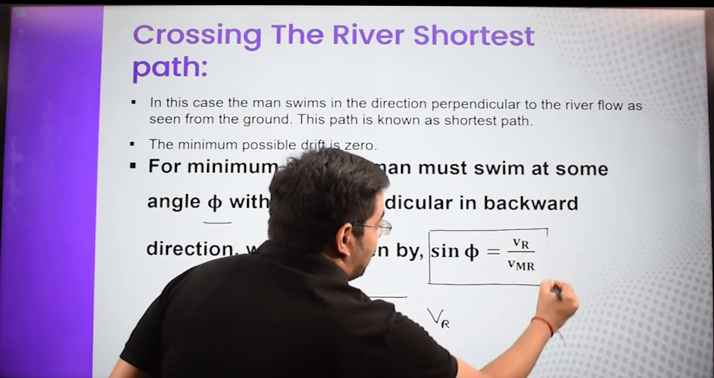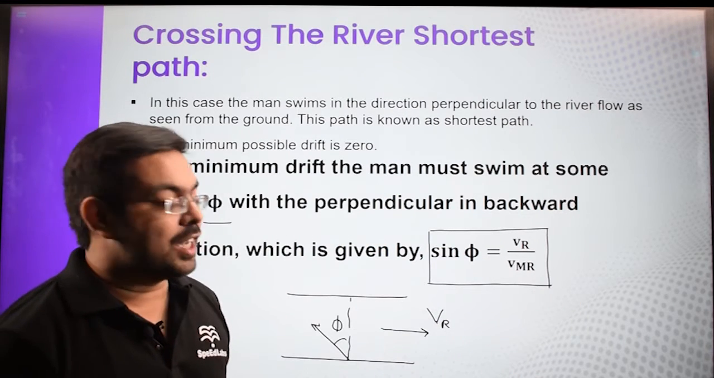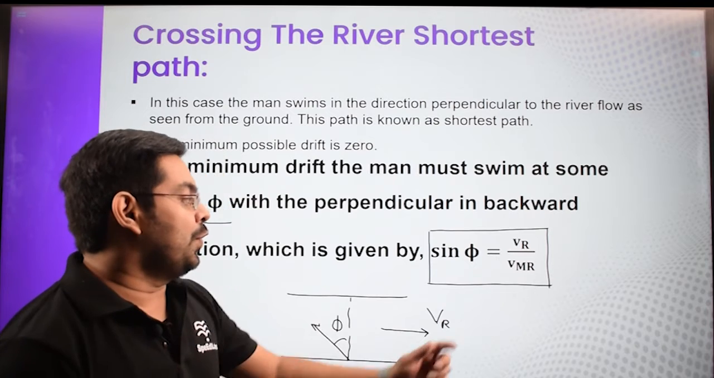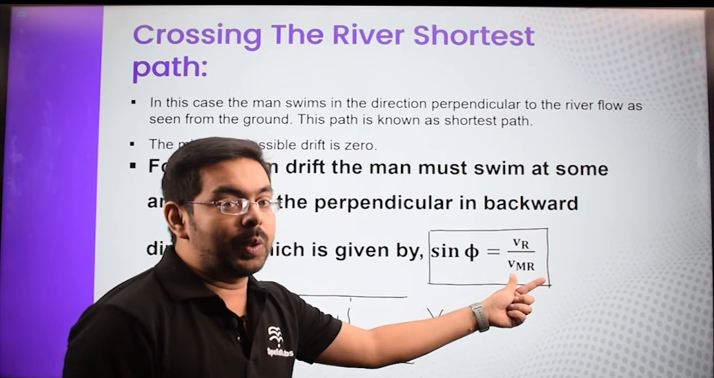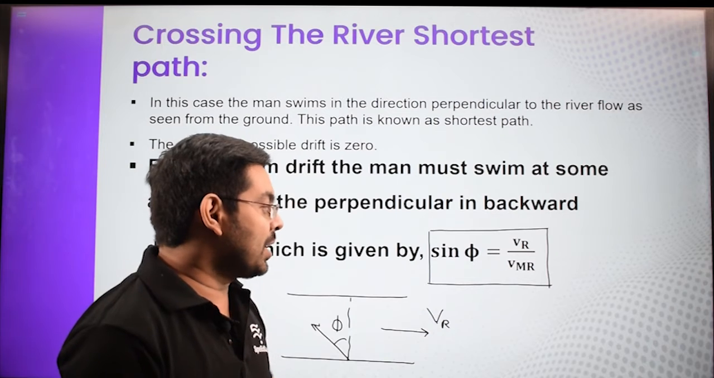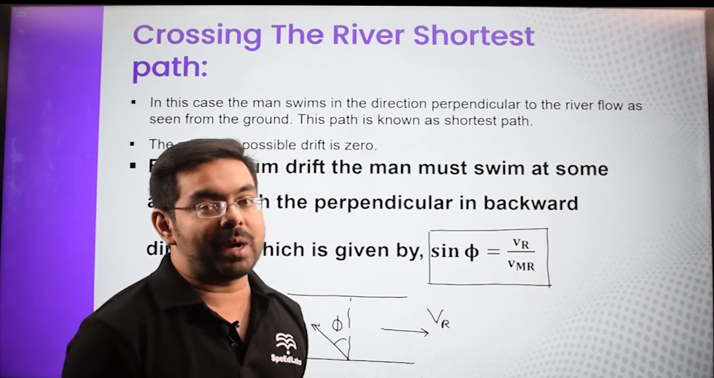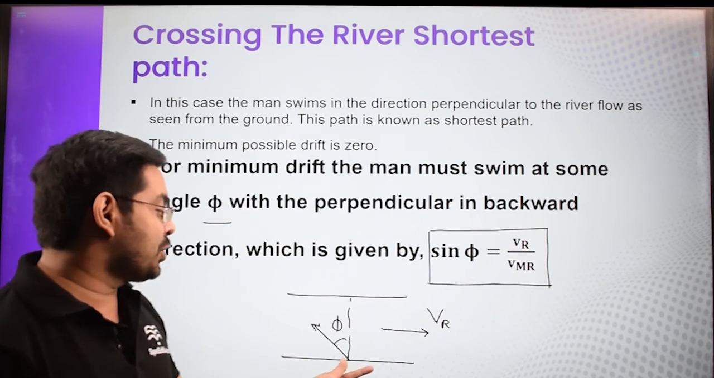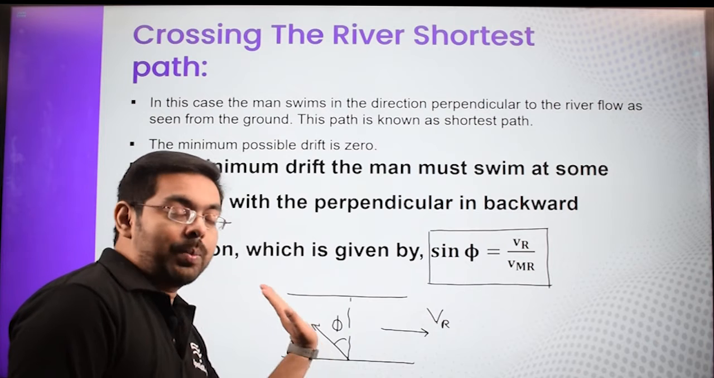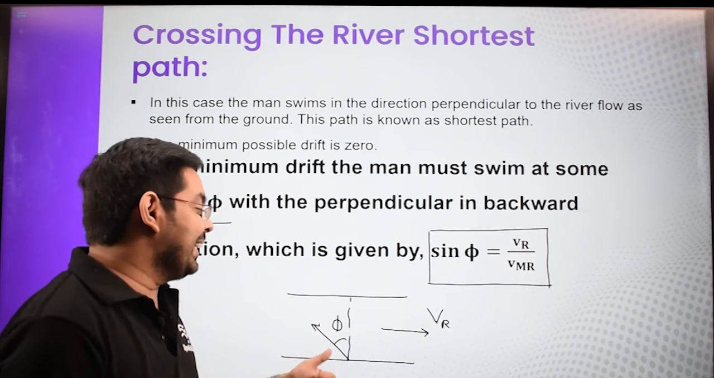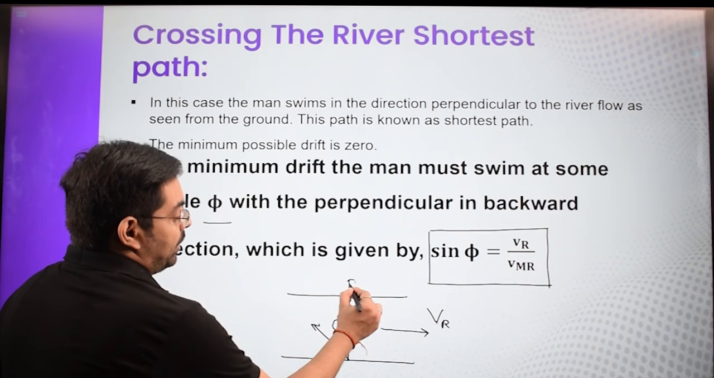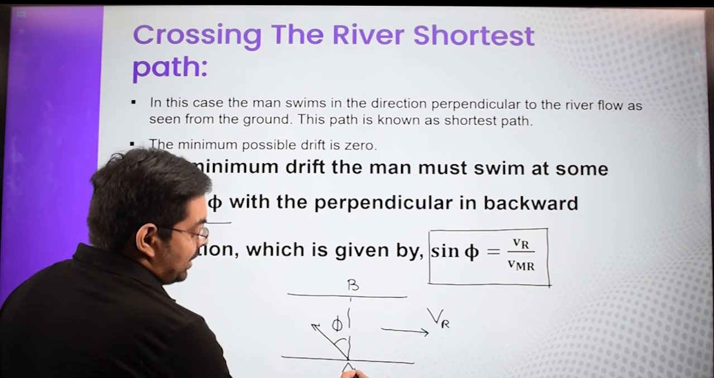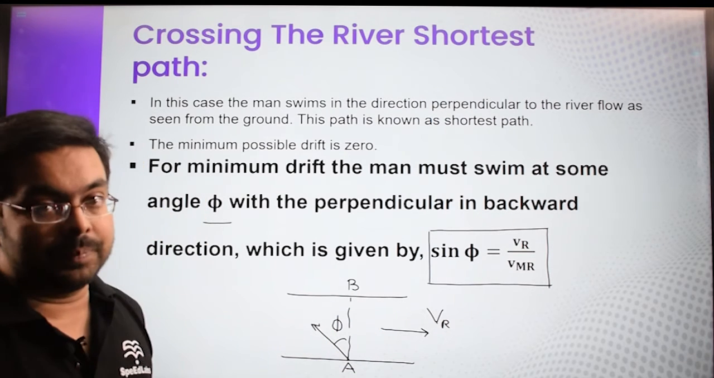See, sine phi can be calculated as Vr, that is the velocity of river flow divided by man's velocity with respect to river, that is Vr upon Vmr. Okay, if the man swims at this angle opposite to the flow of river, then he can exactly reach on the opposite point, that is point B, starting from point A.